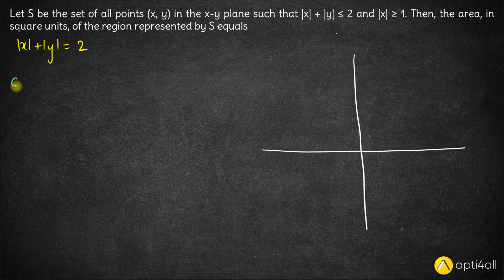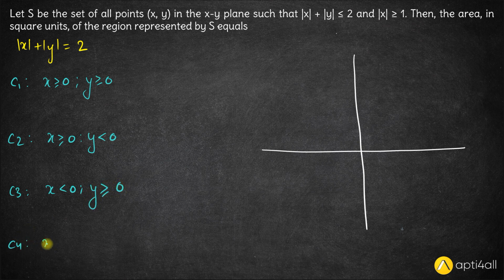So the 4 cases that we get are: first case, x is greater than or equal to 0 and y is also greater than or equal to 0. Second case, x is greater than or equal to 0 but y is less than 0. Third case, x is less than 0, y is greater than or equal to 0. And fourth case, x is less than 0 as well as y is less than 0.